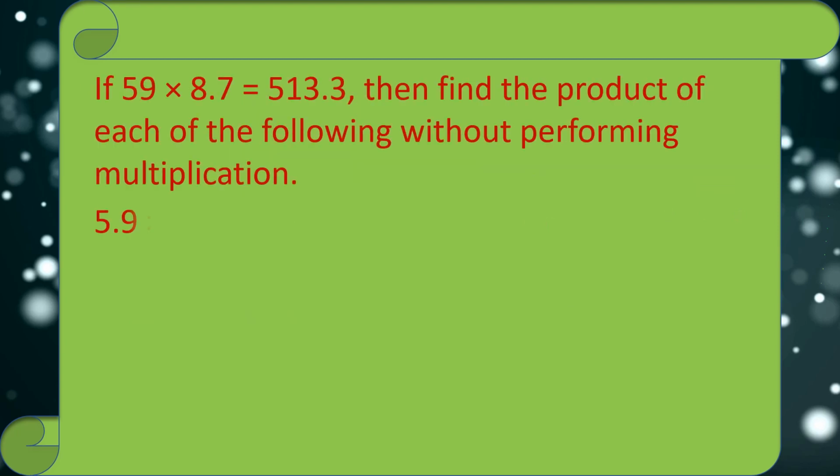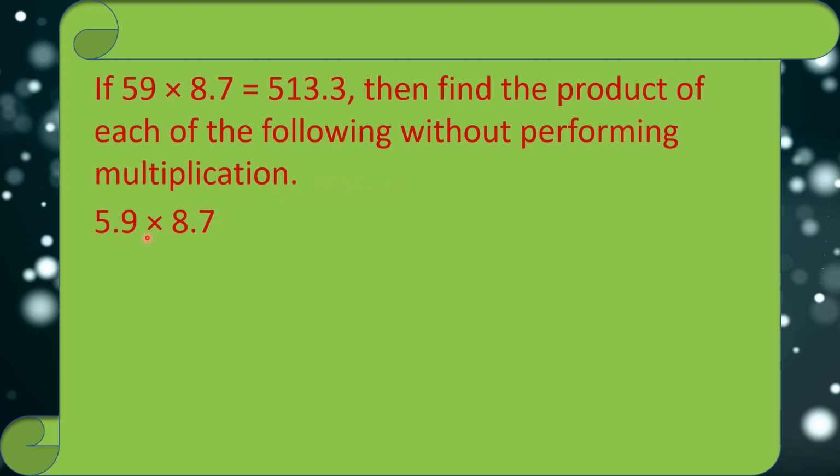Now another type of questions are very easy and my favorite type of questions. Why? If 59 multiply 8.7 equals 513.3, it is already given to you that if we multiply 59 by 8.7, the product is this. Then find the product of each of the following without performing multiplication. Now we need to find out the answer of these questions just without doing multiplication.